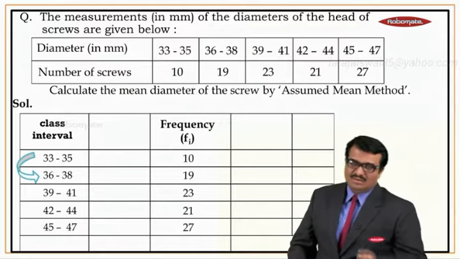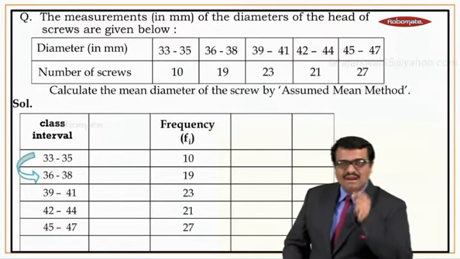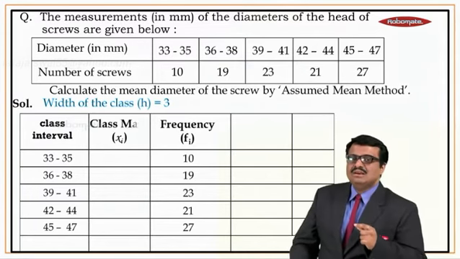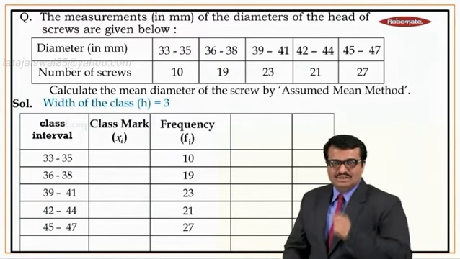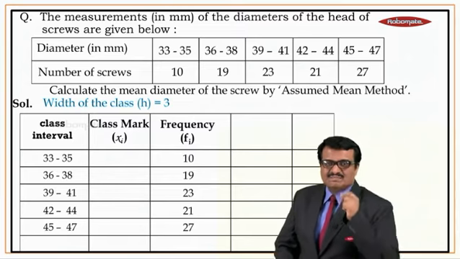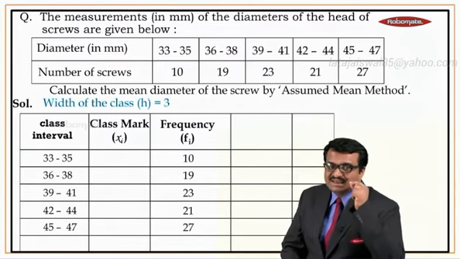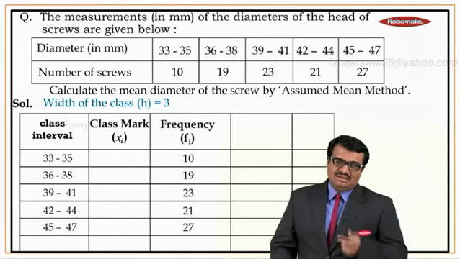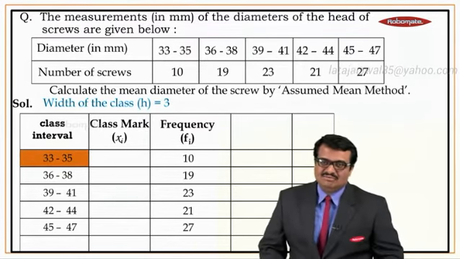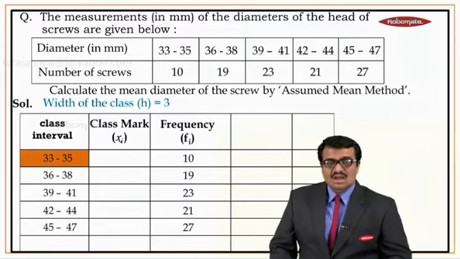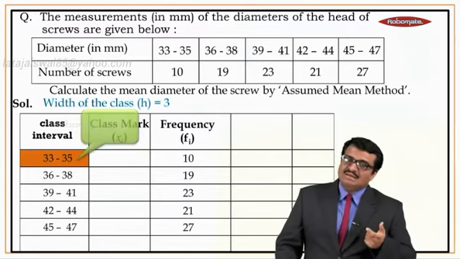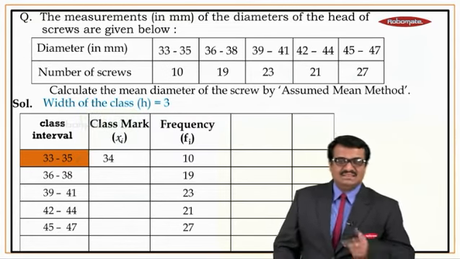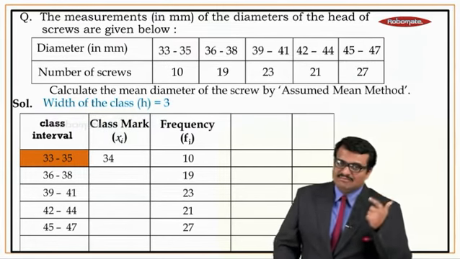Before going to the second column, we will find the class width. Class width h is nothing but the difference between two consecutive lower limits or two consecutive upper limits. Class width, 36 minus 33, the value we get is h as 3. Now coming to the second column, the class mark. We will find the class mark of the first class, 33 to 35. How will you find the class mark? Add the limits, divide by 2. 33 plus 35 is 68, upon 2, it will be 34.